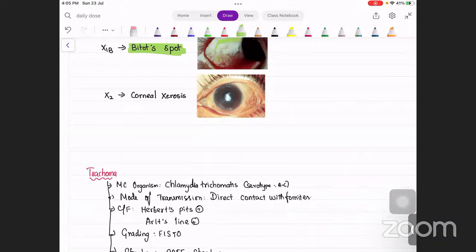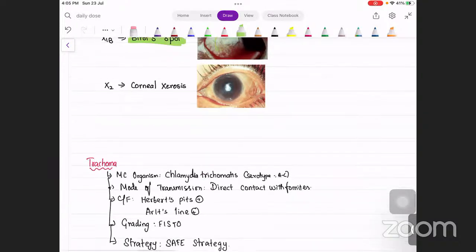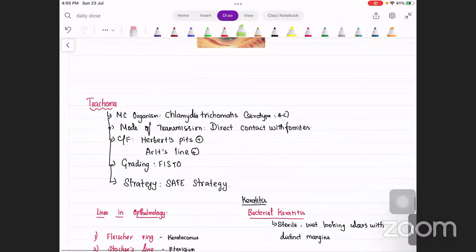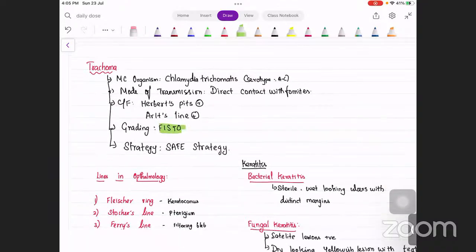Apart from that, trachoma, most common organism is Chlamydia trachomatis, we already knew. And Haber-Spitz and Hall's line, we already knew. And grading is grading, and strategy is SAFE strategy. We already studied about that.